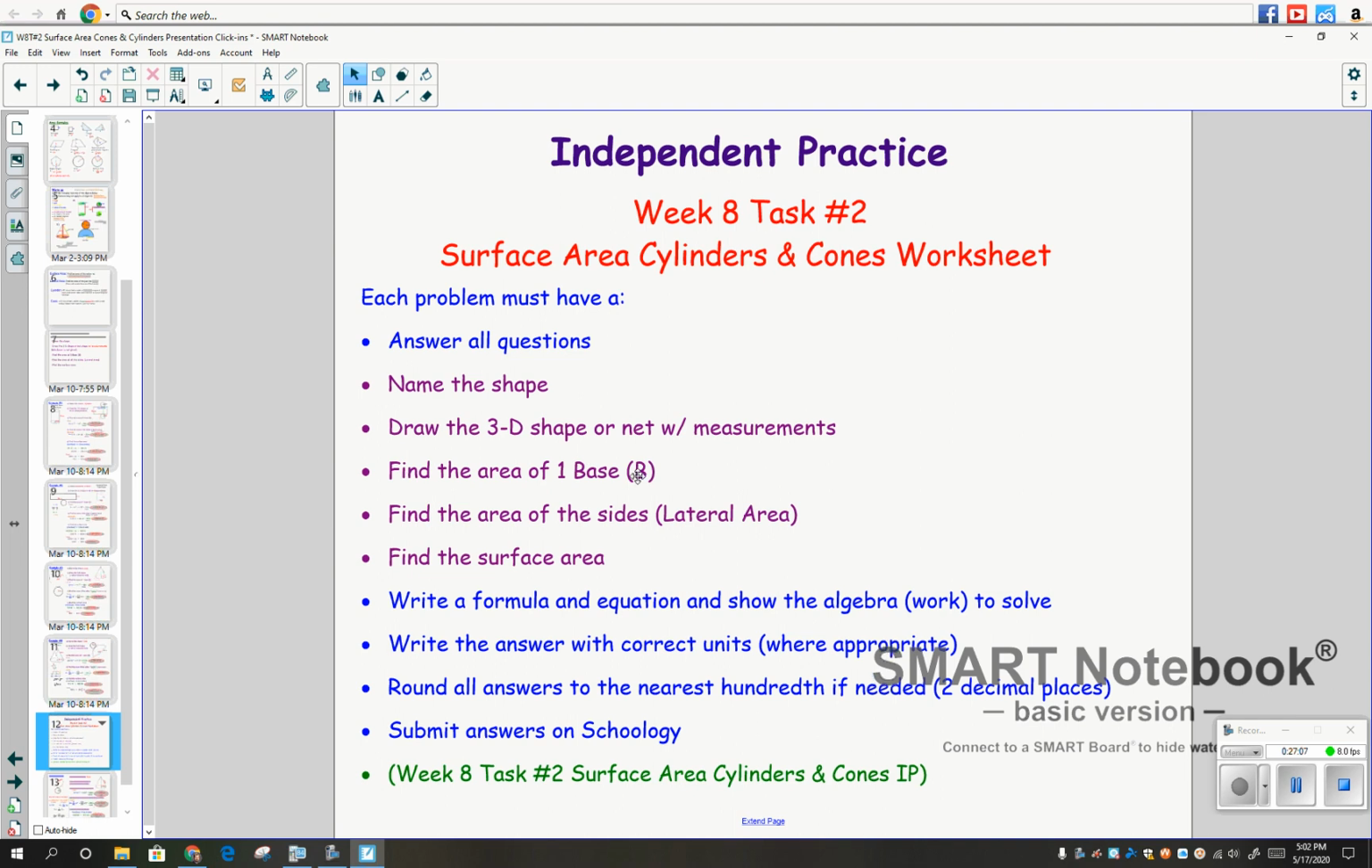Find the area of one base. Find the area of the sides. And then find the surface area by adding them all together. You should write a formula and equation and show the algebra, your work, to solve it. And make sure you write your answer with correct units. And these are all find an area, so they're all the unit of measure squared. Round all answers to the nearest hundredth if needed, and with circles you will need to round. And then submit it on Schoology.